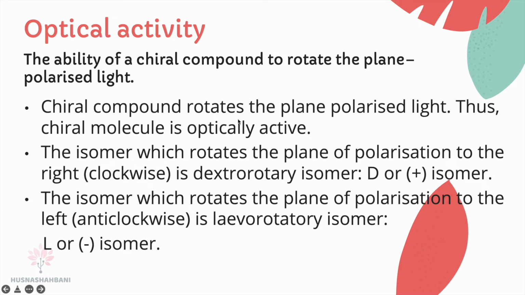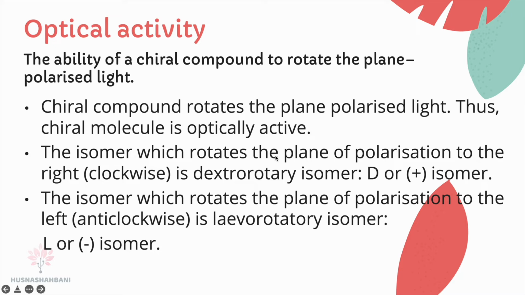This is the reason why you call it optically active, because it can rotate the plane polarized light. If the compound has no chiral carbon, it cannot rotate the plane polarized light. It is not optically active.